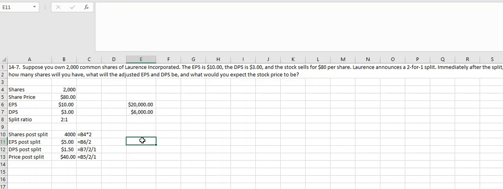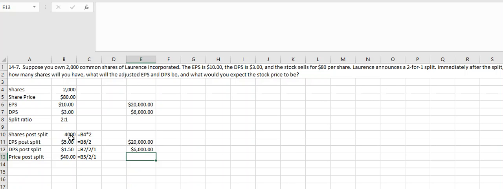And so if we go back down here, we can see now that our share number increased, but our EPS decreased. So we'll multiply that times our number of shares. Lo and behold, we still have the same amount of earnings. So our earnings didn't change. It's just our number of shares went from 2,000 to 4,000. How about our dividends? Well, we're now receiving a $1.50 dividend on 4,000 shares. So we're now still getting 6,000 in dividends.